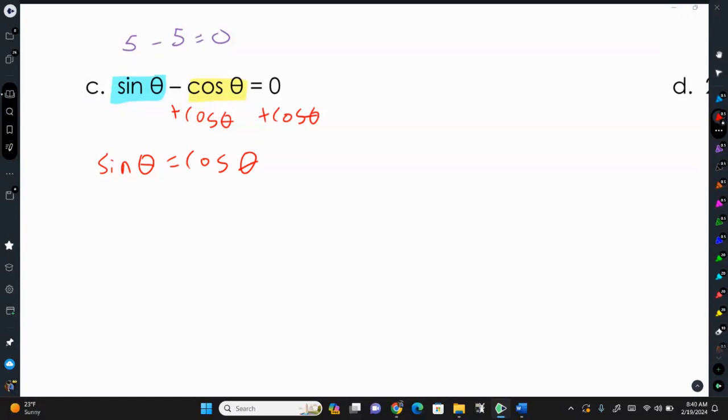Well, on the unit circle, when does that happen? That happens in quadrant 1 at pi over 4, because square root of 2 over 2 and square root of 2 over 2. It also happens in quadrant 3, where sine and cosine are both negative square root of 2 over 2. So this one, we had to do a little bit more thinking, but that's what we have to get good at, is thinking about what these problems are asking us and looking at it as a whole, not just a narrow set of rules to follow.